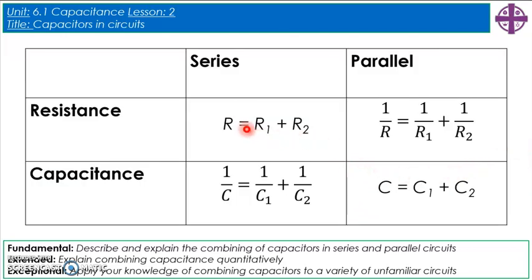So finally, to summarise, we can think about series and parallel circuits and compare resistance and capacitance. In resistance, to calculate resistance in series, we just add the resistances together, and in parallel, we do 1 over R equals 1 over R1 plus 1 over R2, etc. It's the other way around for capacitance. So in capacitance for series, we use this equation. In capacitance in parallel, we use this equation.